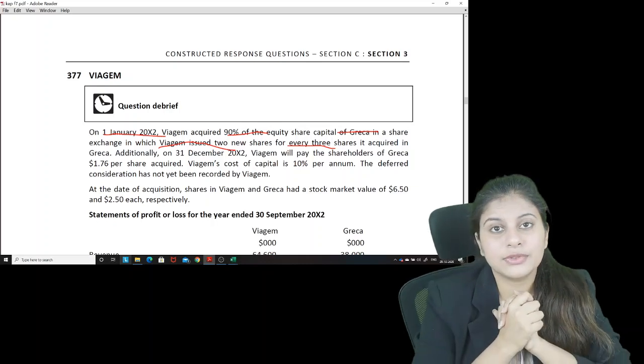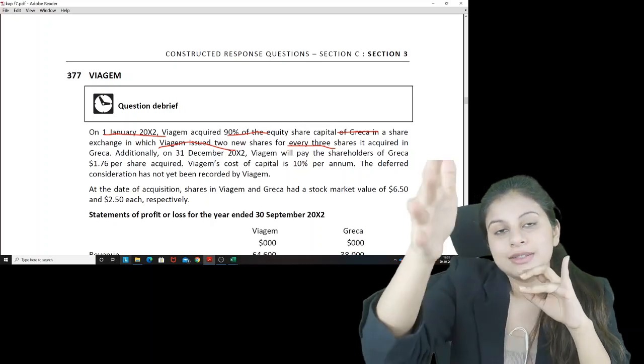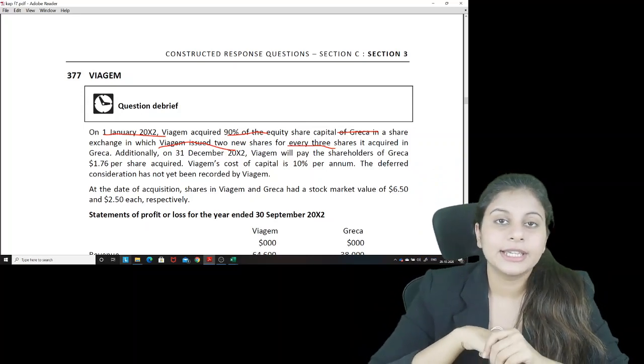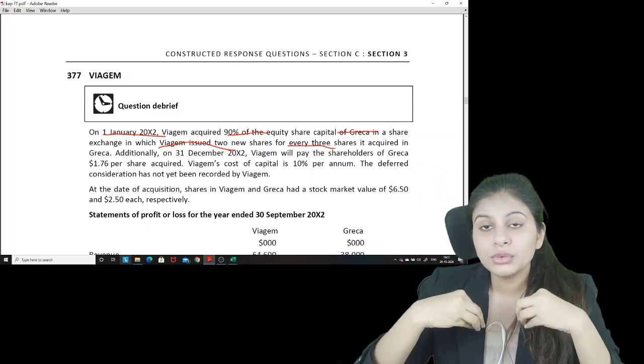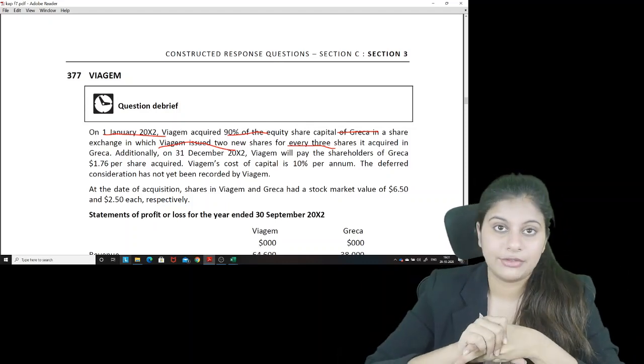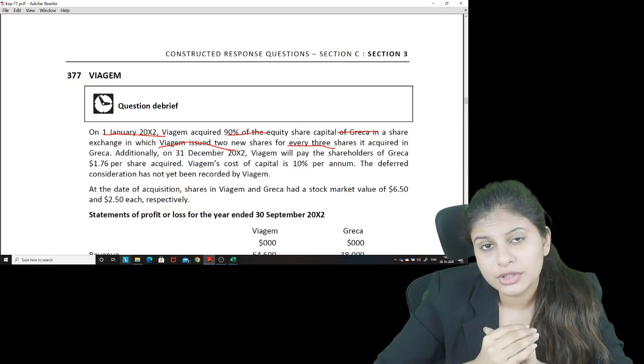Just a quick question for you. You have 6 chocolates right now, and I said that I will be giving you 2 new chocolates, 2 more chocolates for every 3 chocolates that you have. So how many new chocolates will you get?